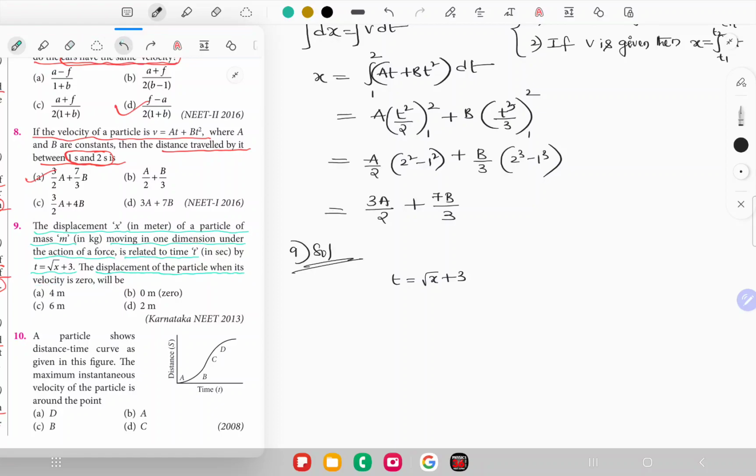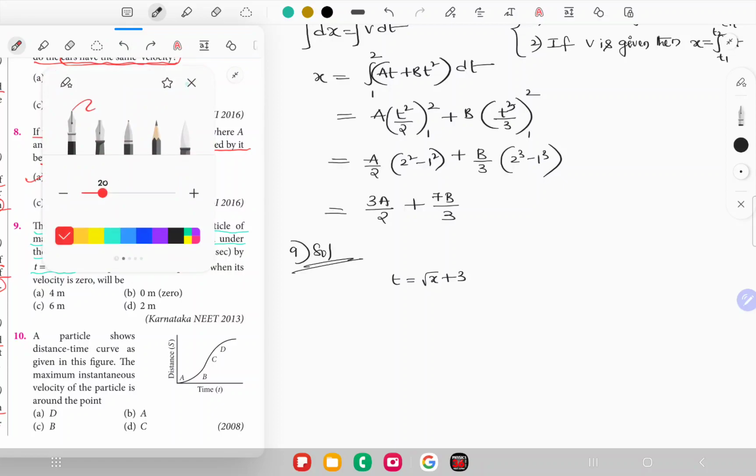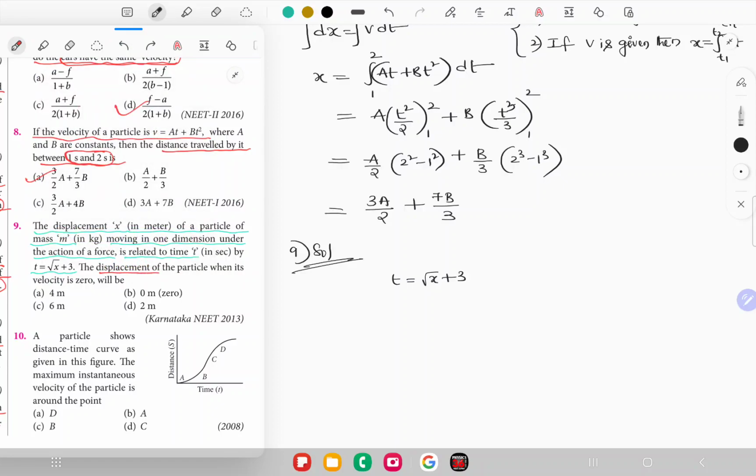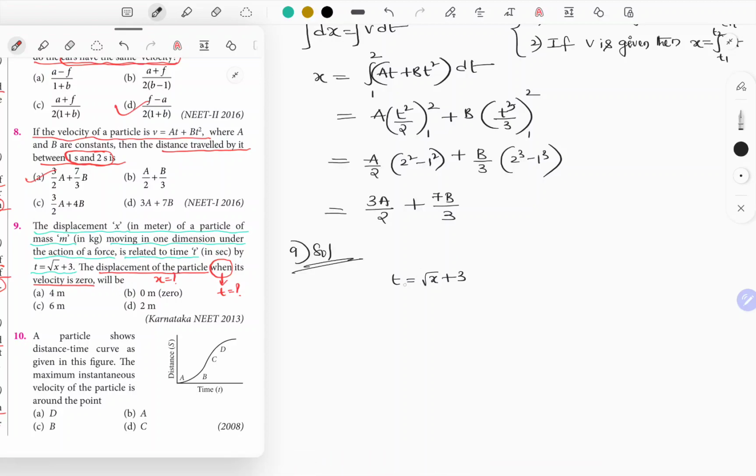This line is important. So what is the thing they're asking? They're asking displacement. At what time? When velocity is equal to 0. The very first thing we have to do is find this relation with respect to time, that means position with respect to time. Then only is it possible to find velocity.